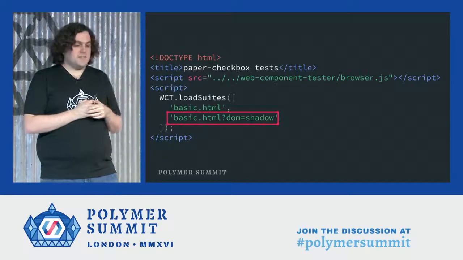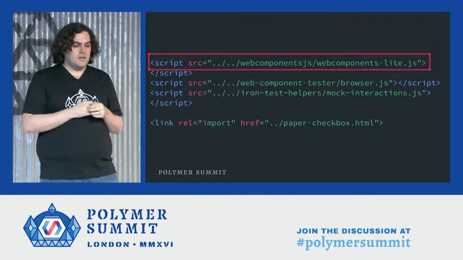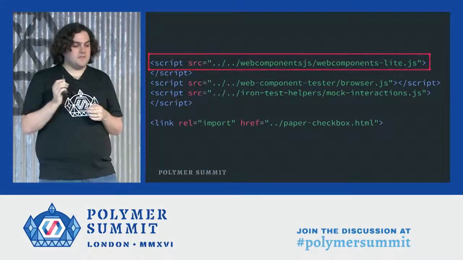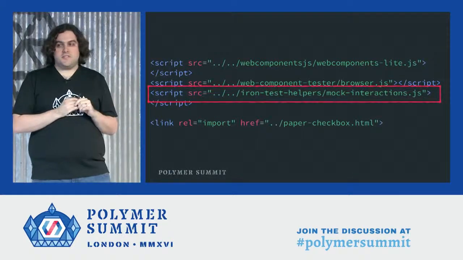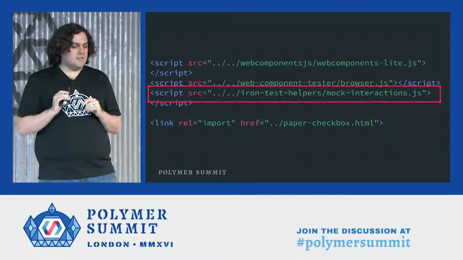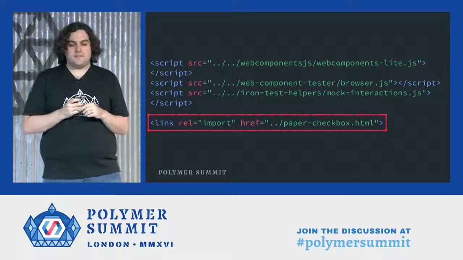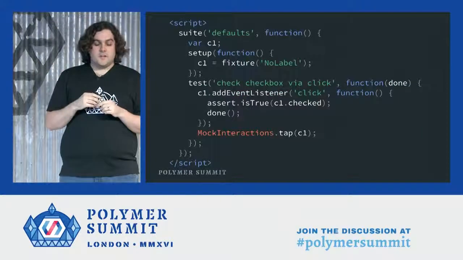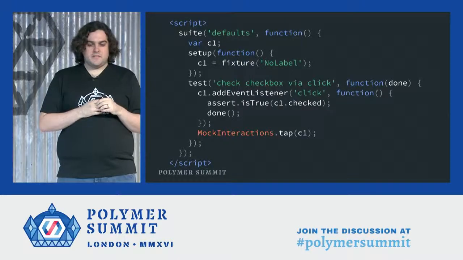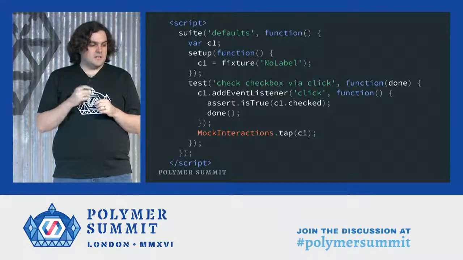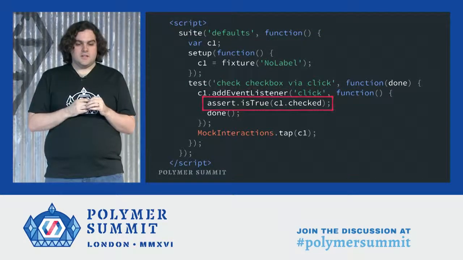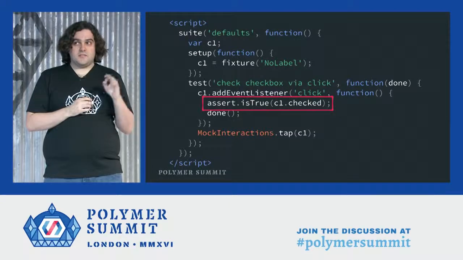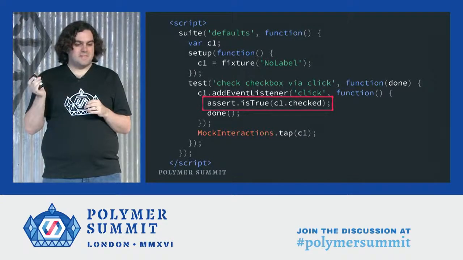All right, why don't we take a look at what that basic suite contains. But first, we have to load our dependencies. We load the web components polyfills, WCT. We load mock interactions, which is a testing helper I'll get to in a little bit. And finally, we load paper checkbox. And here we go. A little test from the paper checkbox suite. We have Mocha's suite and test functions. Here we have a Chai assertion with a checkbox being checked.